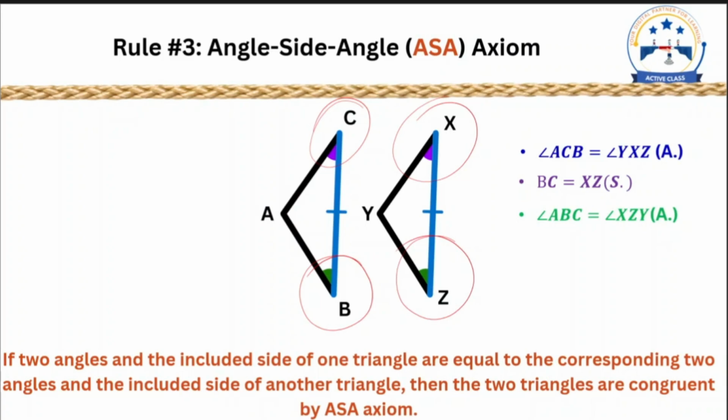If these three conditions are satisfied between any two triangles, then the triangles are congruent by ASA axiom.